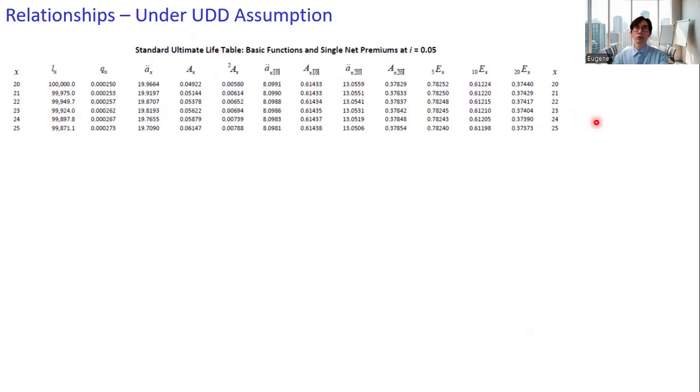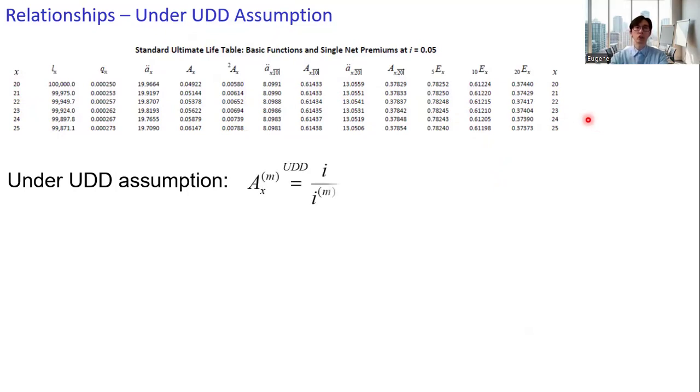Under the UDD assumption, recall in the insurance section, we have the relationship that the present value of the monthly insurance under UDD equals i over i^(m), where i^(m) is the nominal rate of interest payable m times a year, times the present value of the whole life insurance, A_x. Similar for Ā_x, the continuous case.